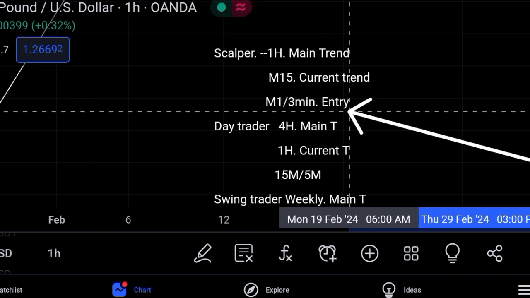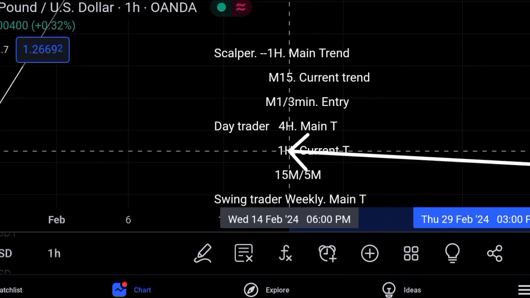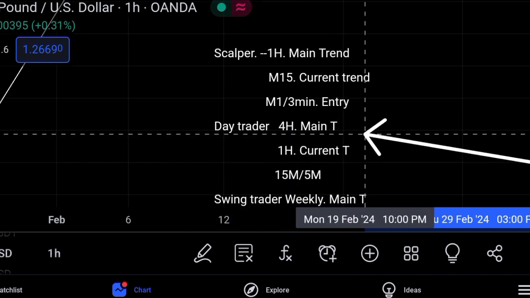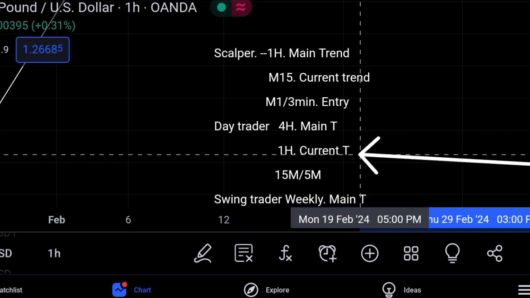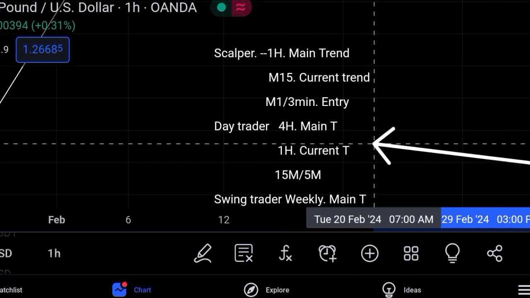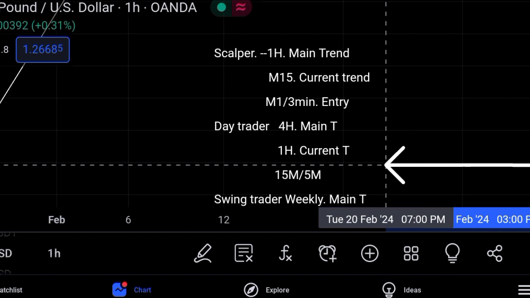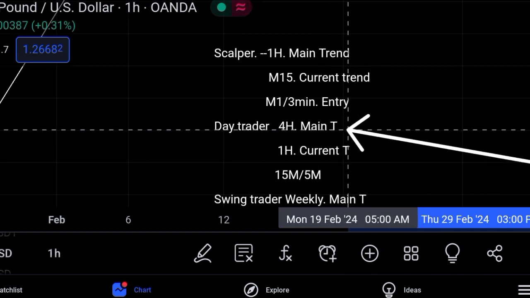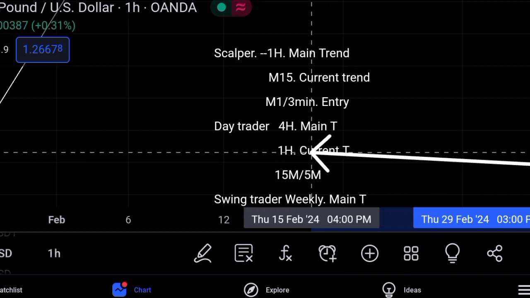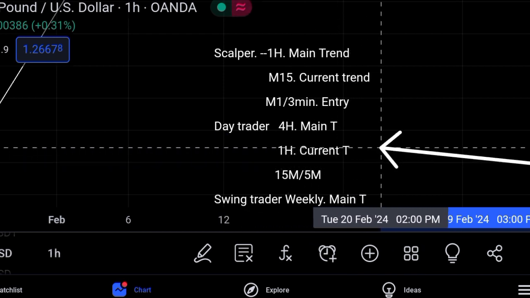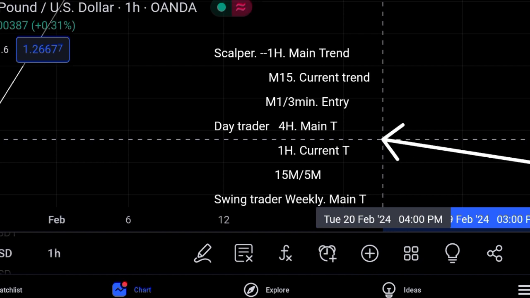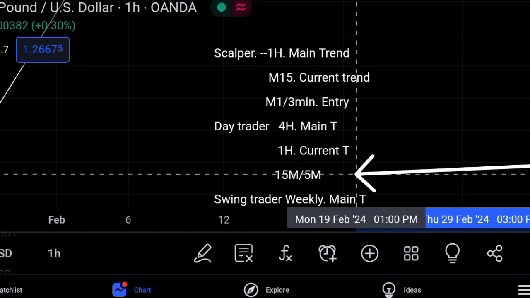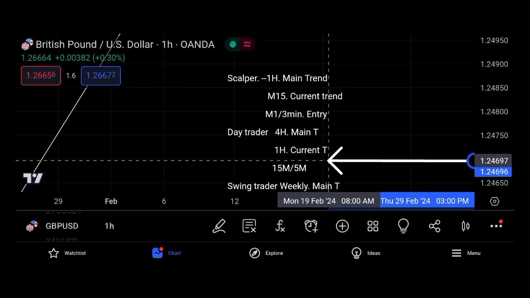Day traders are traders who open and close all of their positions within the same trading day. We don't hold positions overnight, and 2 to 3 trades in a day is very fine. For our main time frame, we use the 4 hour. The 1 hour time frame is the current trend, and then we use the 15 minutes, and sometimes I use the 5 minutes, for my entry.